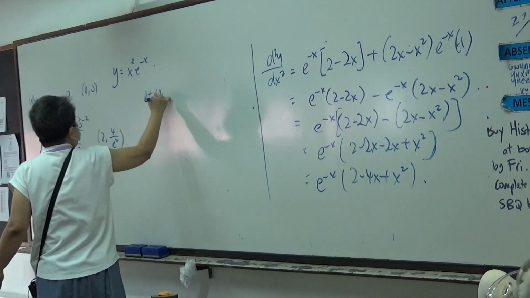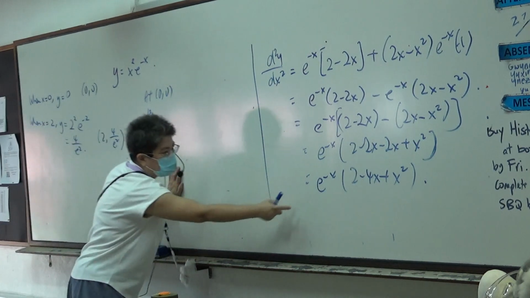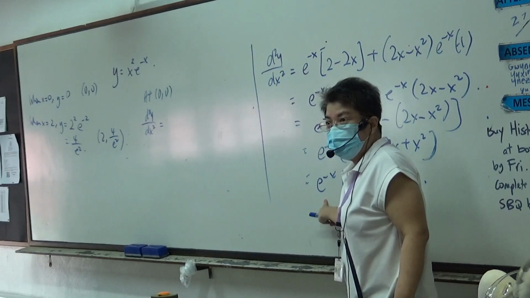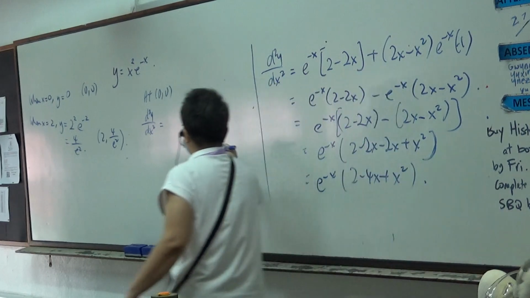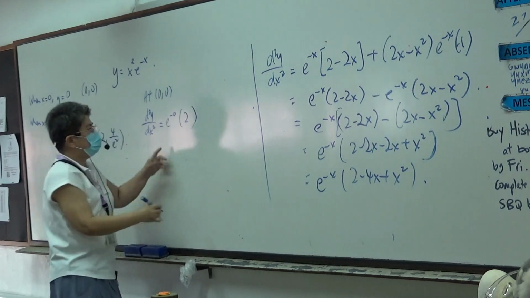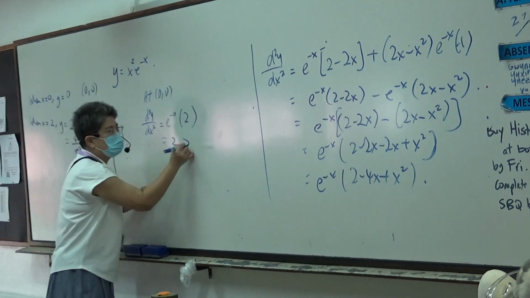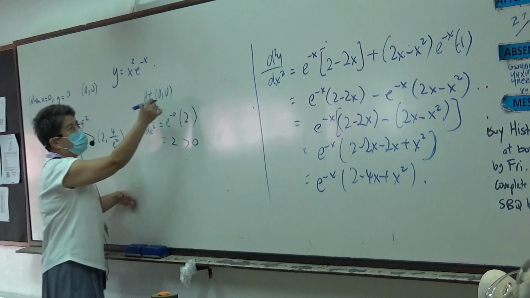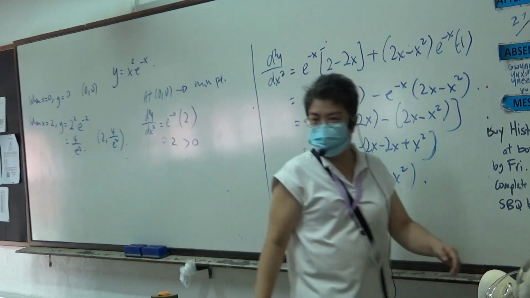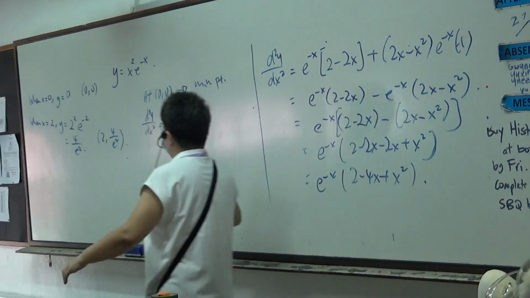Then we must test. At (0, 0), d2y/dx squared will be, when x is 0, this is 1. Can you see it now? e^(-0) times 2, actually it's just 2, because minus 0 is still 0, right? So it's just 2. So this is positive, right? So this is what point? Positive means a minimum point, right? Is everyone clear?